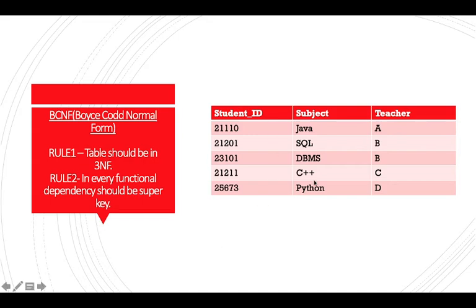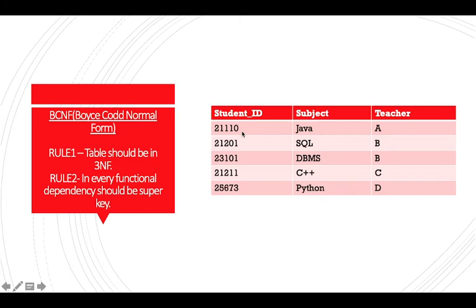So consider this table. We have student ID, subject, and now we have the names of teachers also. So we have the subject name and the teachers who are teaching that subject. Now if you see student ID and subject, it can give me a unique value, right? If I say student ID, I select subject, it will give me the name of the teacher, right? So this we can say is a super key.